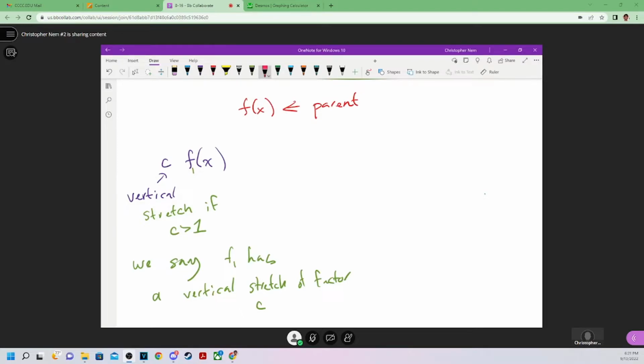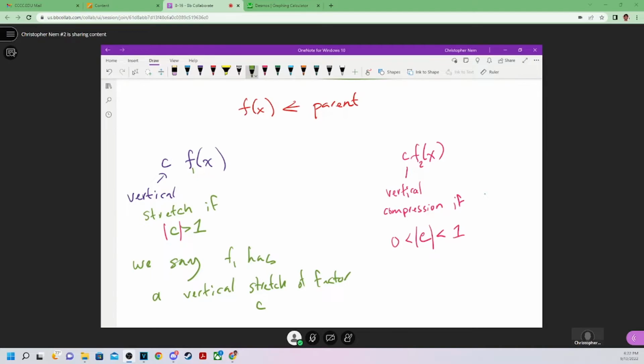However, if we have c times f of x, let's call it f2, where c is smaller than 1, instead we will have a vertical compression if c is in between 1 and 0. And I'm just going to put the absolute value. I put an absolute value if your c is in between 0 and 1, i.e. it's a fraction smaller than 1.